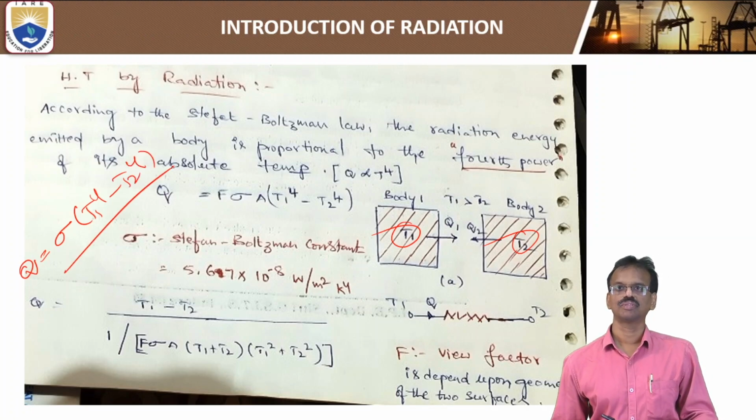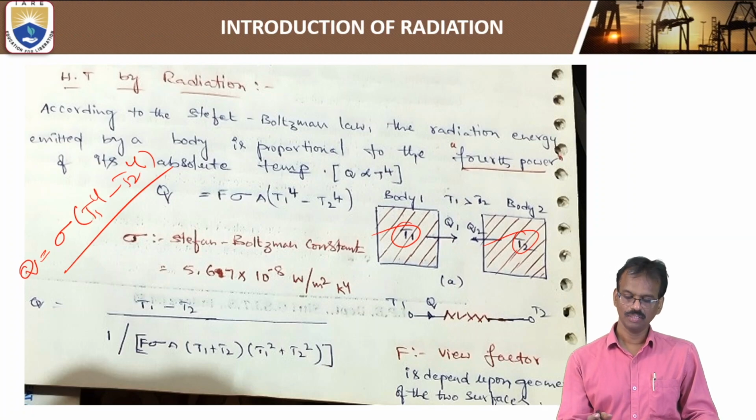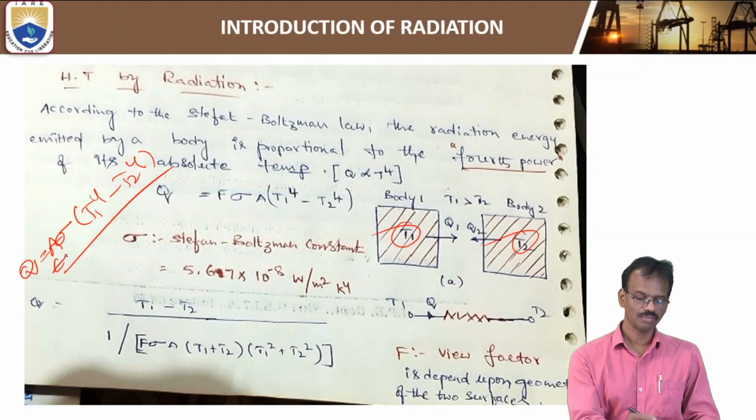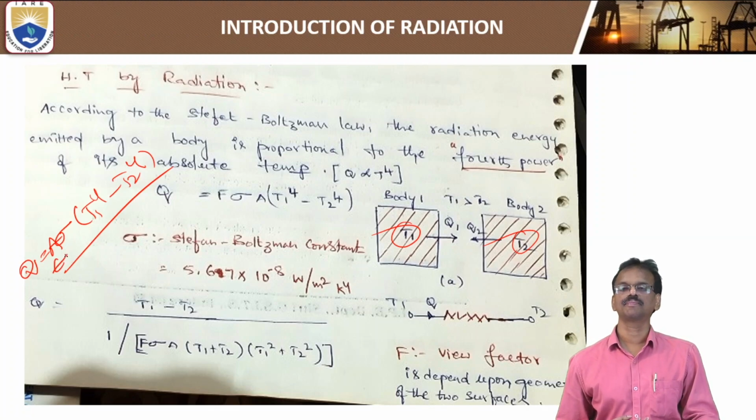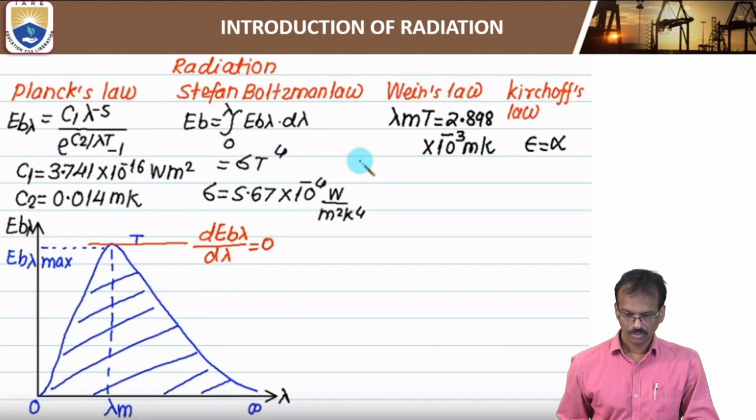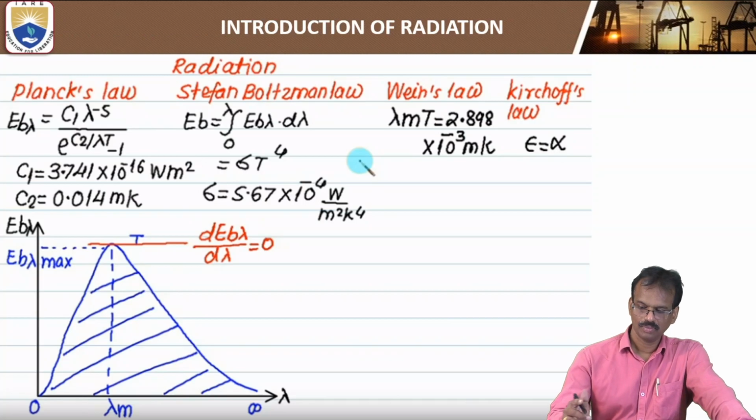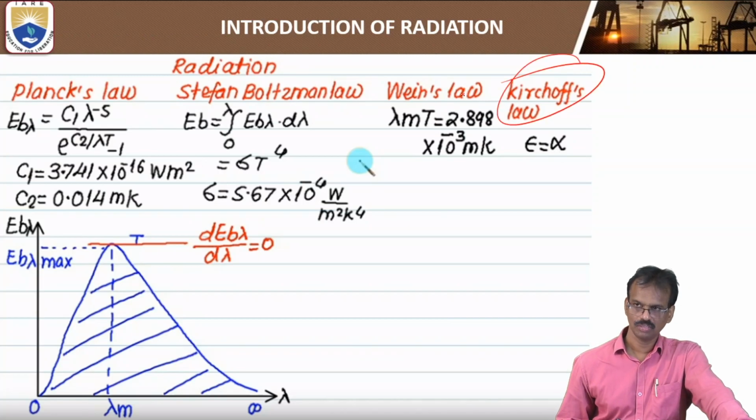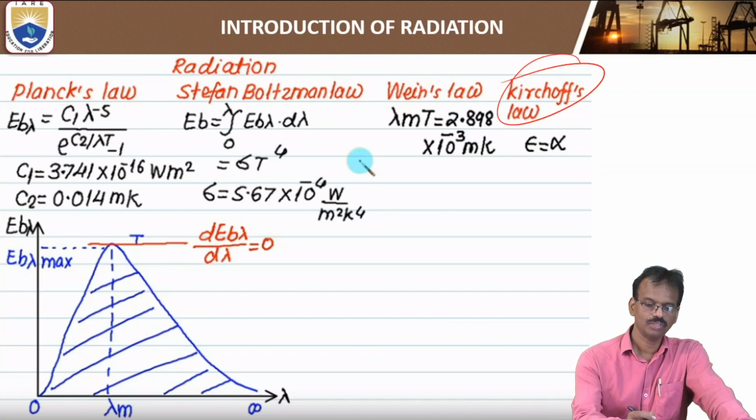How to remember this one? If you consider the areas, you can write the area also. If these are not black bodies, if these are gray bodies, then you have to consider the emissivity epsilon also. So finally, there are three laws. The fourth one is the Kirchhoff law. I want to explain that one also.